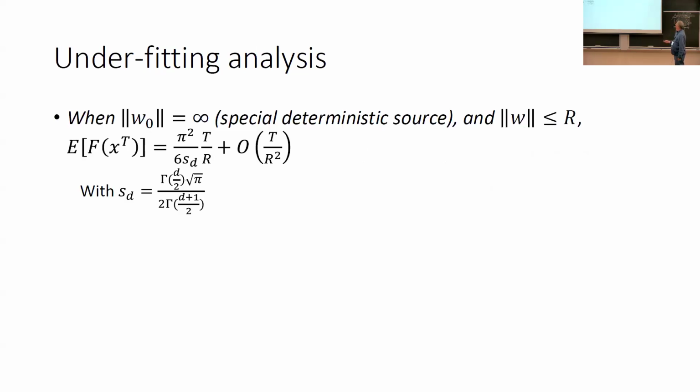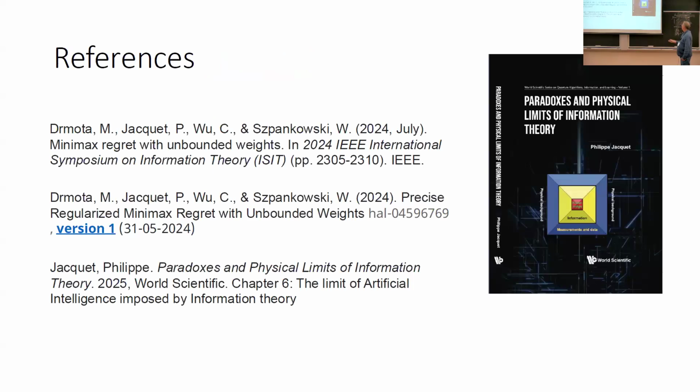Here there is a special case with underfitting analysis, where in the case where the W0, the model index, is deterministic. So it just produces one splittable sequence. And you have this expression for the fitting index, which is pi²/6 times SD, which is the area, the volume of the sphere, with an error of order 1/r². Here, yes, this is important. Just in time, by the way.